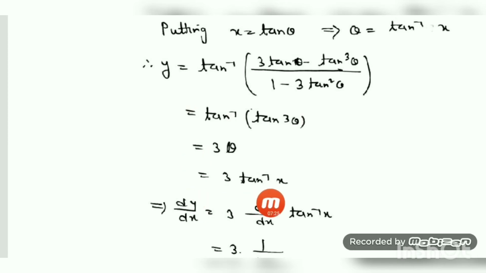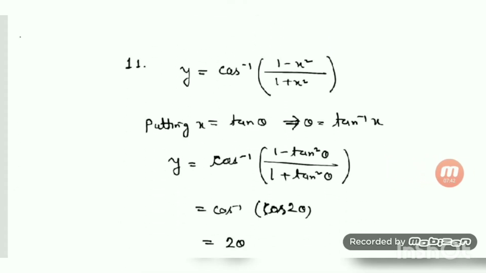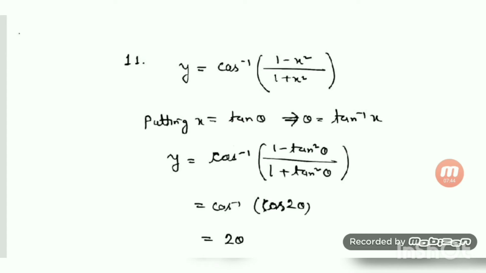Now take the derivative. d/dx of y equal to 3 is constant, so I am just taking it outside. d/dx of tan inverse of x will be left. And what is the derivative of tan inverse of x? It is 1 by 1 plus x square. So your answer is 3 by 1 plus x square. So again you see here also trigonometry and inverse trigonometry are used.